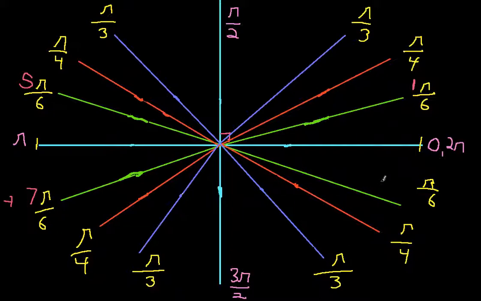I'm going to do the same thing. Well, 8 pi over 6, that reduces. 9 pi over 6, that reduces. 10 pi over 6 reduces. But 11 pi over 6, you can't reduce that fraction. 11 over 6 cannot be reduced any further.